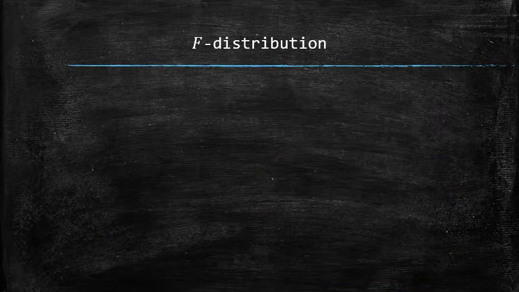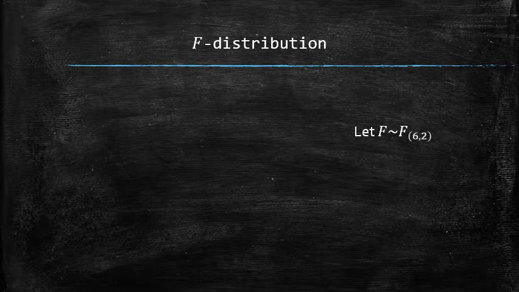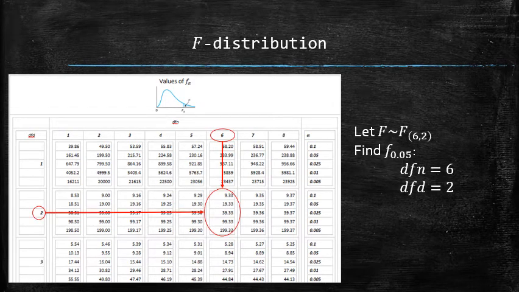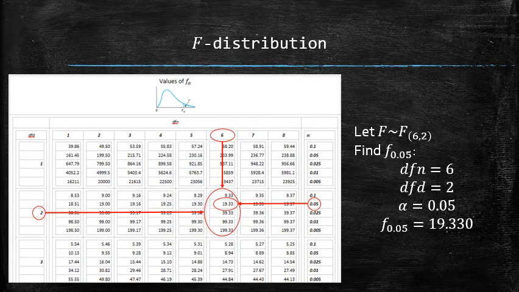Let f be a random variable that has F distribution with 6 and 2 degrees of freedom. And let's find f sub 0.05. The most frequently used f sub alphas are summarized in the following table. We need to identify the degrees of freedom, which are 6 and 2, and alpha, which is 0.05. Then we'll look for the value in the intersection, which is our desired f sub 0.05.